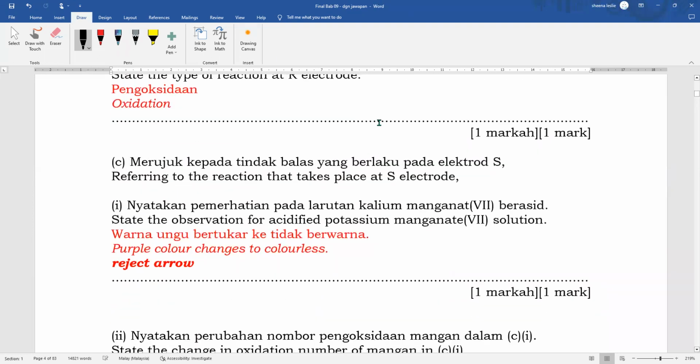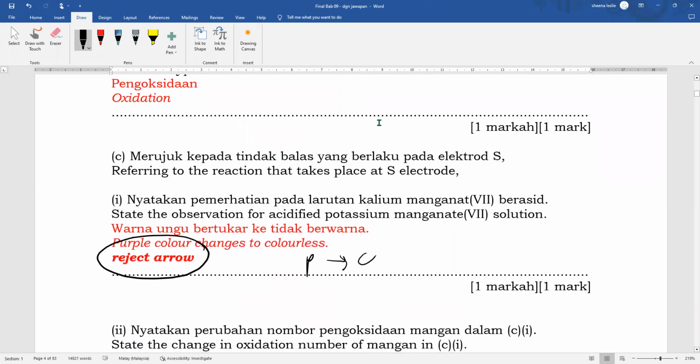See, in this marking sheet, they rejected the arrow. So don't put an arrow. Don't put purple to colorless. Okay. What is the change in the oxidation number of manganese in C1?